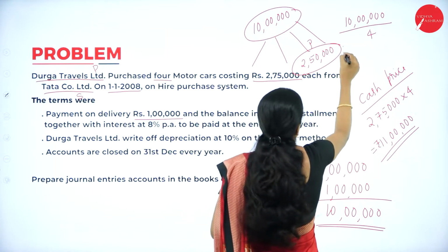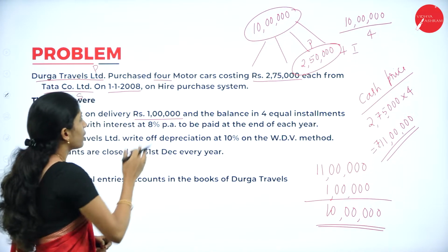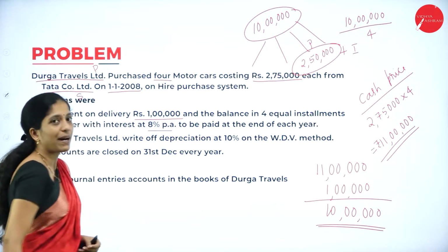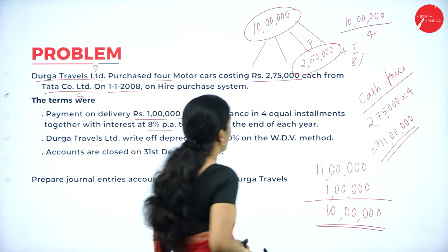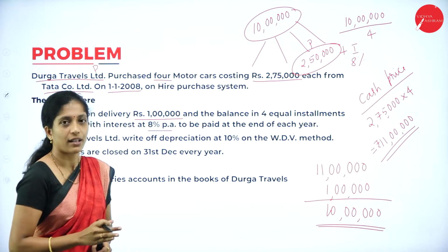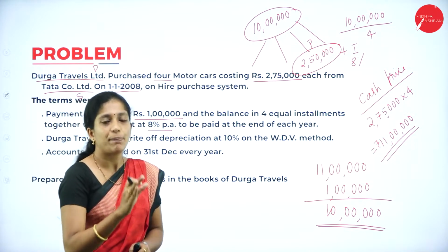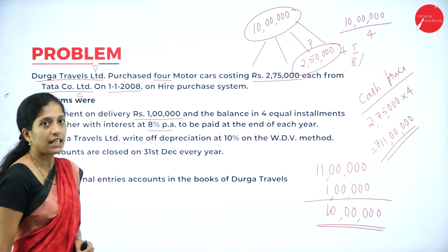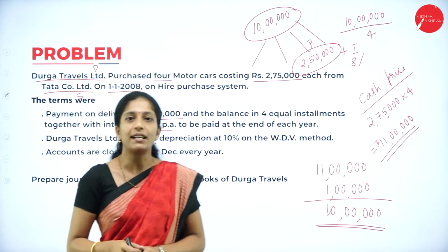Along with that, they have to pay interest also. Let us see what the interest is. In 4 equal installments together with interest at 8% per annum. So 2,50,000 plus interest is the installment. 2,50,000 is just the principal amount. So principal plus interest is the installment to be paid at the end of each year. So for 4 years they have to pay this installment amount.